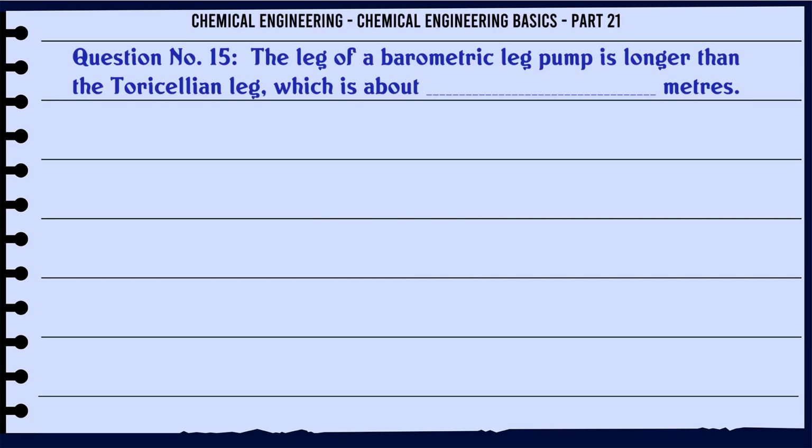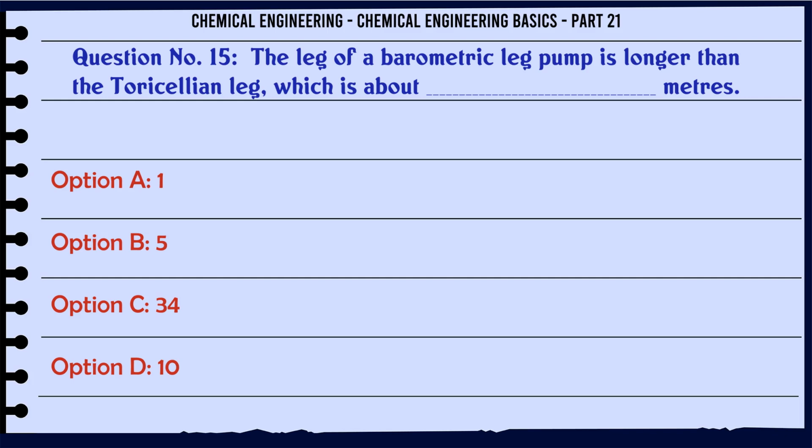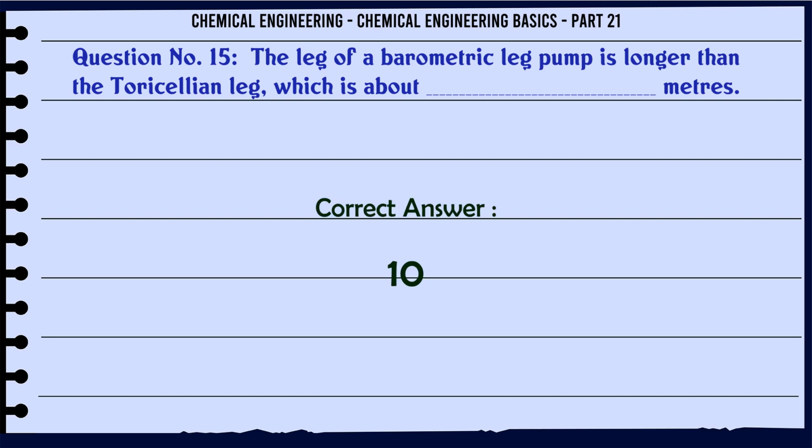The leg of a barometric leg pump is longer than the Torricellian leg, which is about how many meters? A. 1, B. 5, C. 34, D. 10. The correct answer is 10.